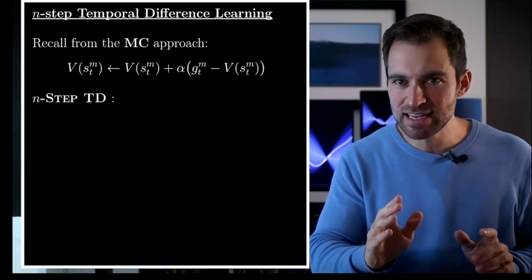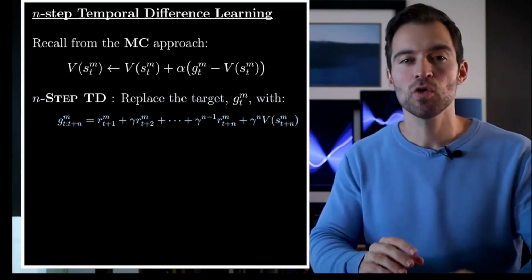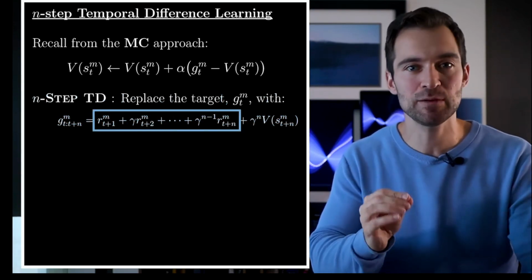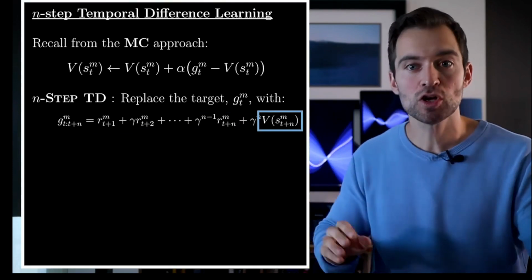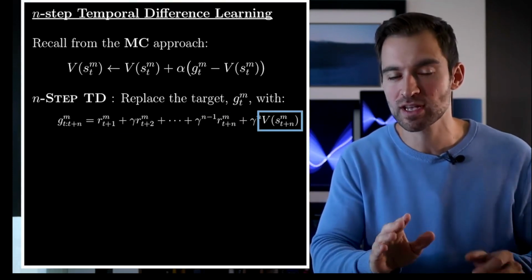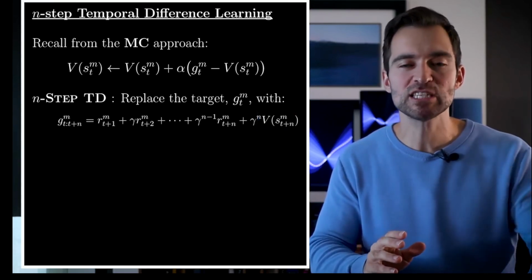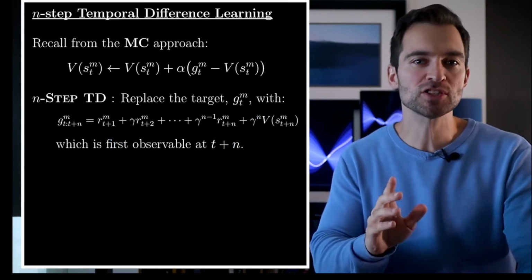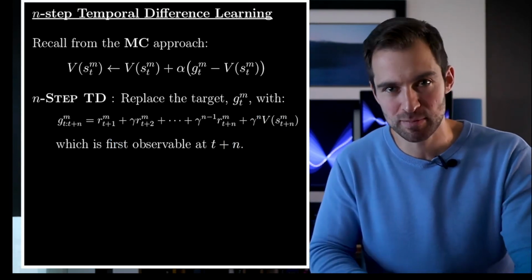In n-step TD, we replace the target with this, which is the sum of discounted rewards between t and t plus n, plus our existing value estimate to approximate the remaining rewards, discounted by n steps. The reason we do this is because that's what's observable at time t plus n. Also, things are appropriately set to 0 when t plus n is beyond the end of the episode.